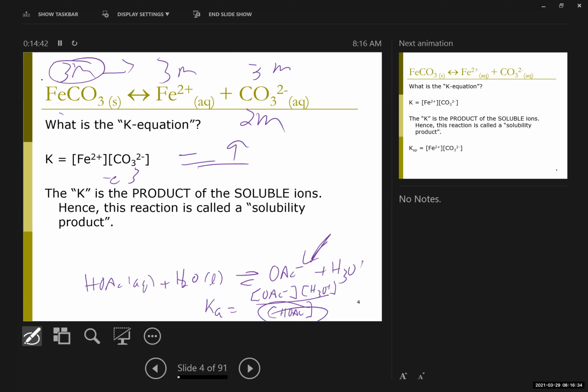Is equilibrium in this case then just like a saturated solution? What's that? Is equilibrium in this case just a saturated solution? Equilibrium in this case is, yes, just a saturated solution.